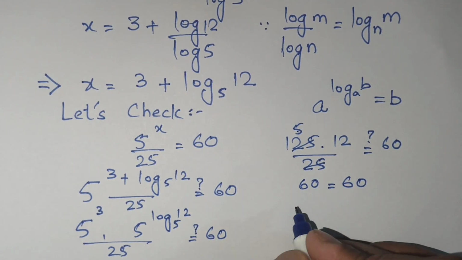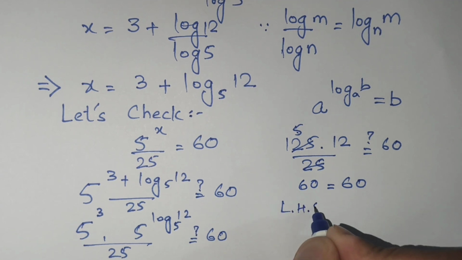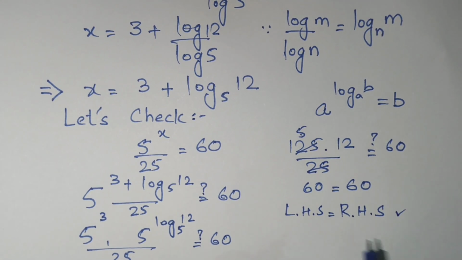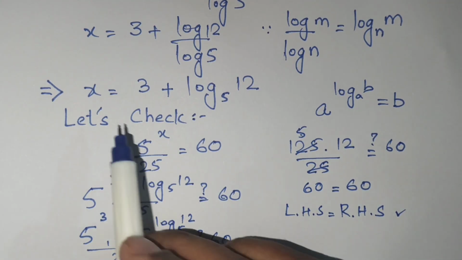It means left hand side equals right hand side. Our value of x, 3 plus log of 12 in the base 5, is correct. This is the final answer.